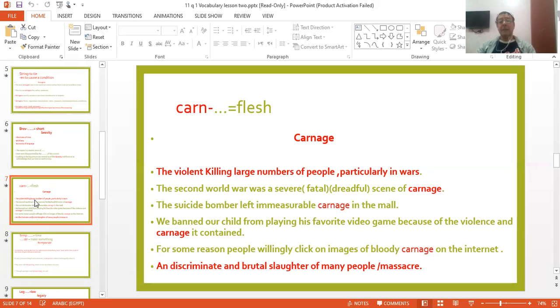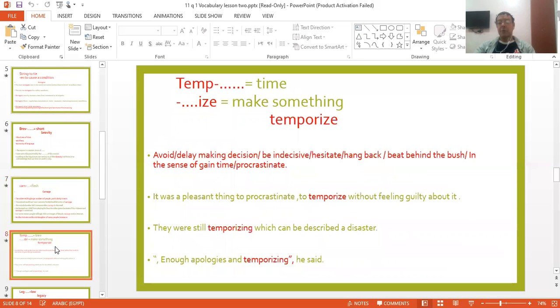So, the violent killing of large numbers of people. This is a carnage. The suicide bomber left immeasurable carnage in the mall. At times of wars or battles, usually carnage happens, meaning massacre or a mass killing, sometimes because of mass weapons or because of weapons of mass destruction.